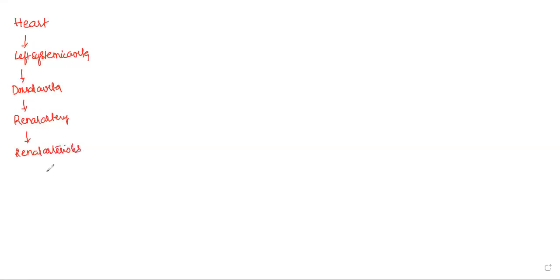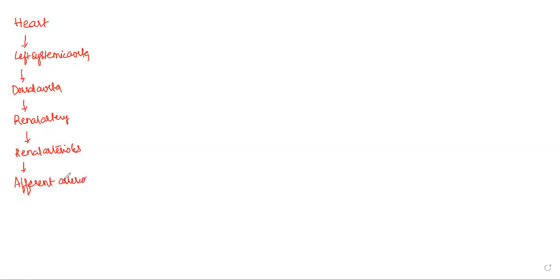Sure. Let's start from the heart. Heart, left systemic aorta. Left systemic aorta will get down in the form of dorsal aorta. So dorsal aorta enters into renal artery. Renal artery branches in the form of renal arterioles. Renal arteriole branches into afferent arteriole.